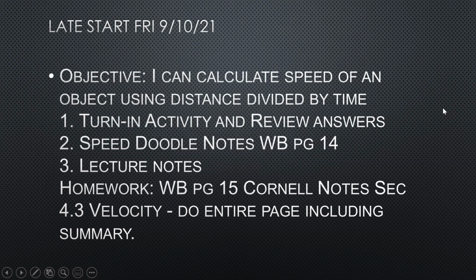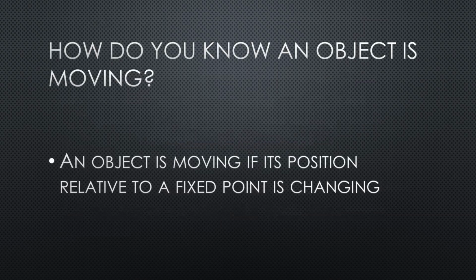So the objective on last Friday was to calculate the speed of an object using distance divided by time. And we had done an activity outside where we measured our speed. So how would we know that an object would actually be moving? Well, our object is always going to be moving if its position changes. And the position is relative to a fixed point.